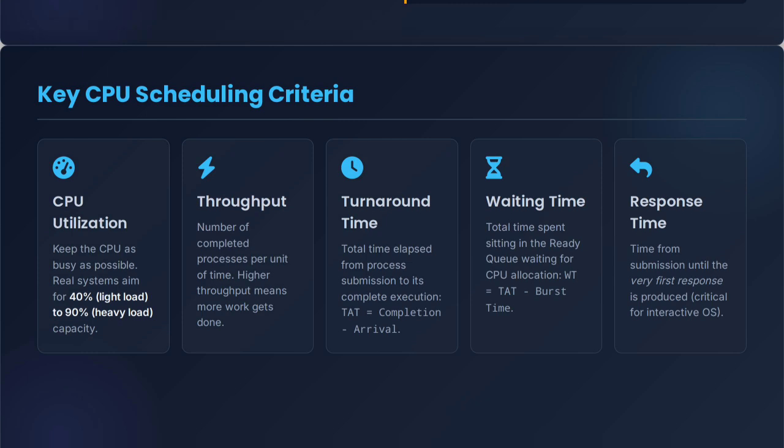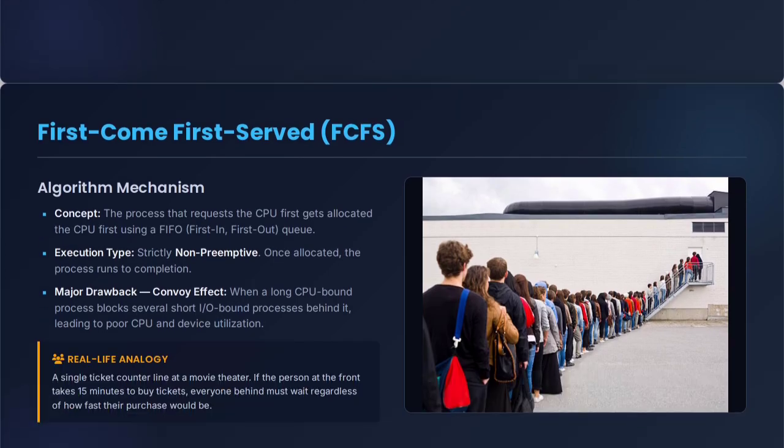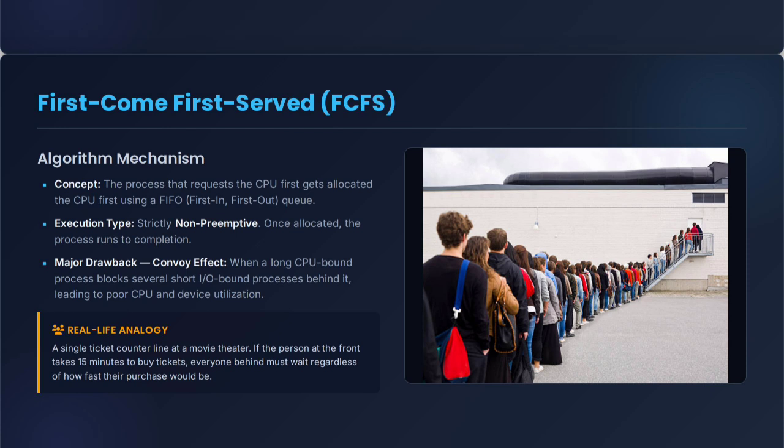Okay, then the first come first serve algorithm. The concept is that the process that requests the CPU first gets allocated the CPU first, using a FIFO, first in first out, queue. It is a non-preemptive type of scheduling, which allows the process to run to completion.